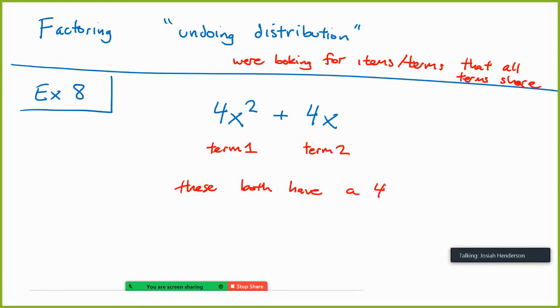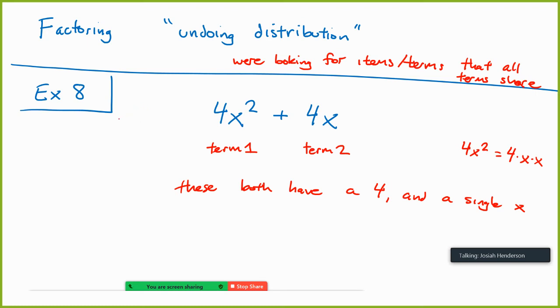Is there anything else that they each have? X. Yes. Do they both have 2 x's or do they both have 1 x? 1x. Very good. Our first term is x squared. So remember, what does that mean? 4x squared. If you broke that apart into a long string of multiplication, like undid the exponent, this is 4 times x times x. Our second term just has a single x. So they each share a single x. So these both have a 4 and a single x.